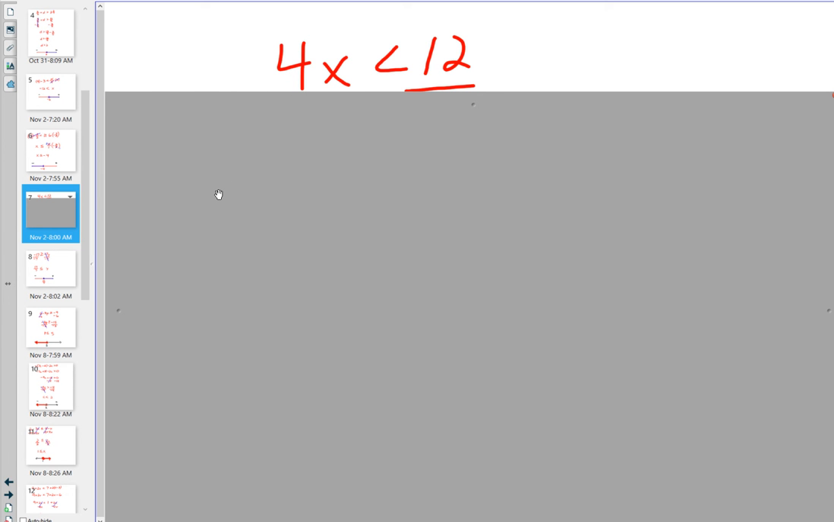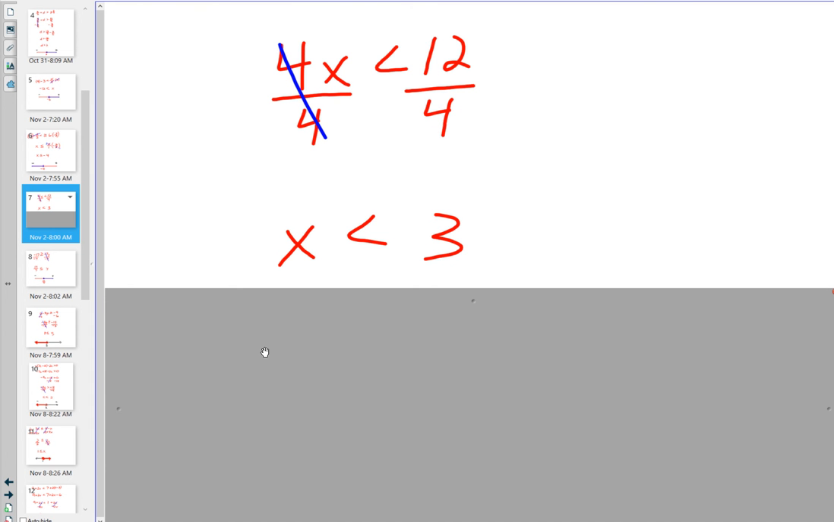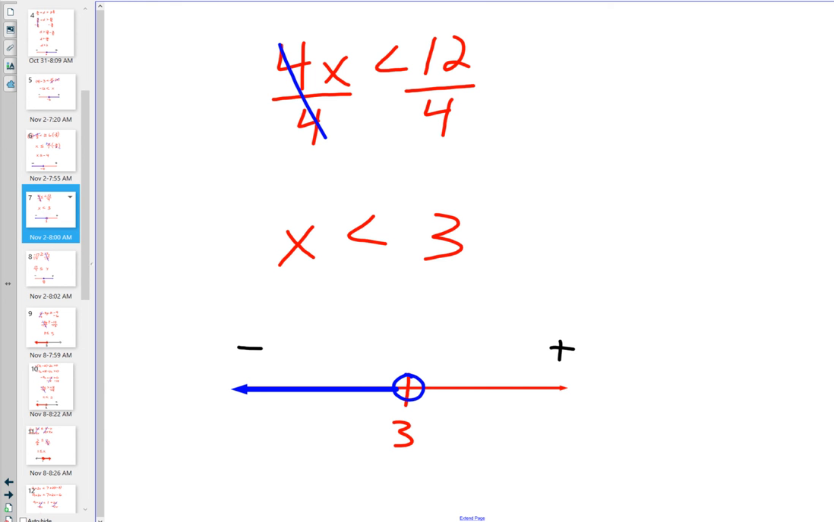Alrighty then. Megan, what do you propose we do here? On both sides. Thanks, Megan. Divide both sides by 4. Easy peasy lemon squeezy. You get the 3. Yes, we divided, but we did not divide by a negative number. So the sign stays exactly as it was. My critical point is 3 with an open point. Where am I going to shade? Left. Yes, as Beyonce once said, to the left. To the left.